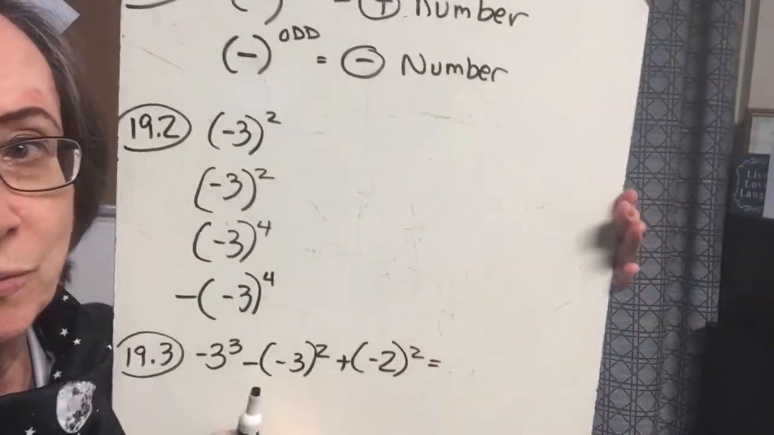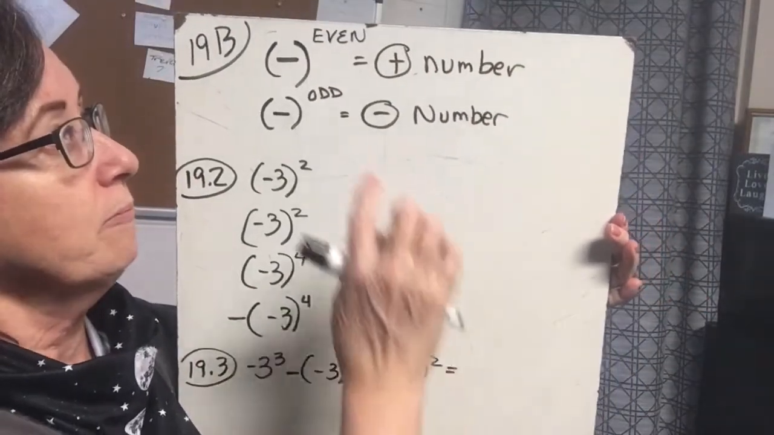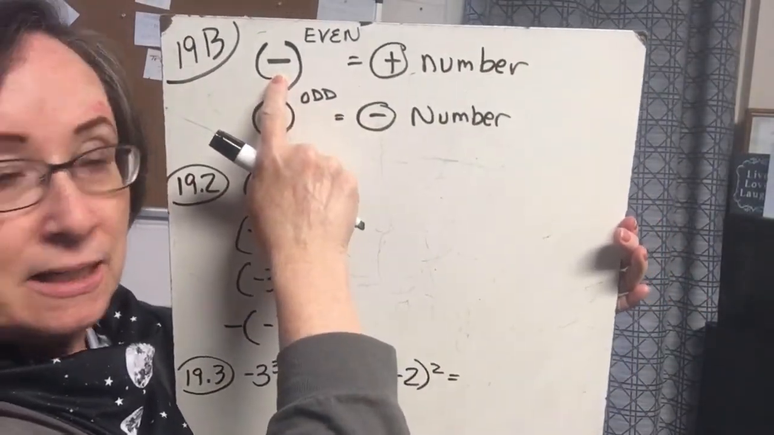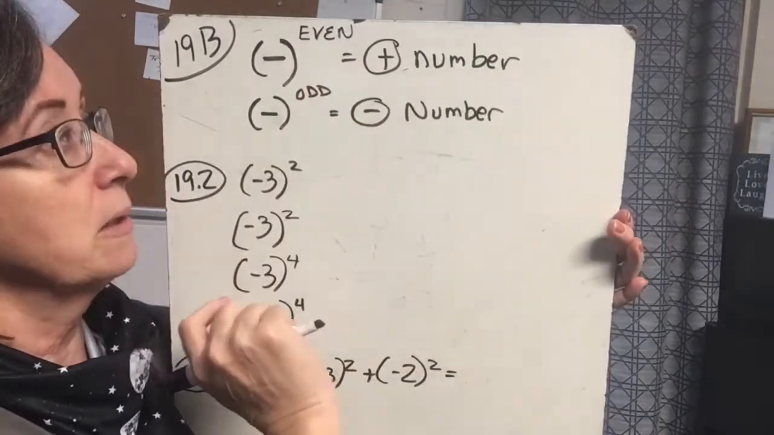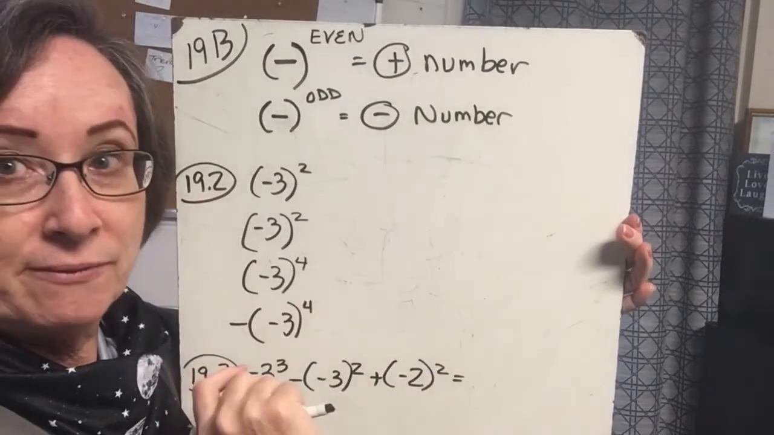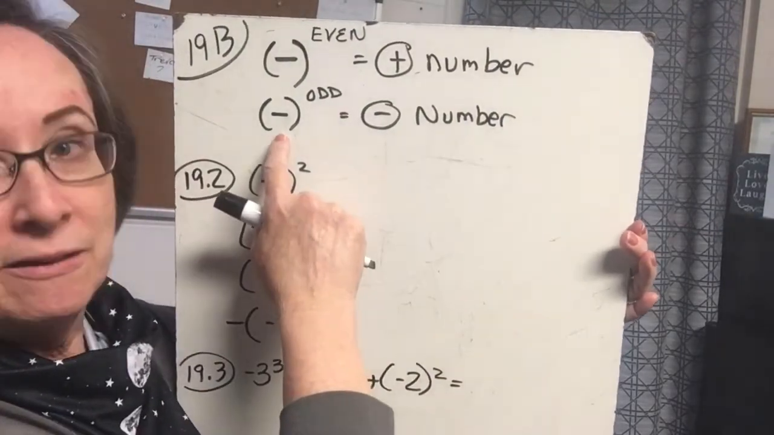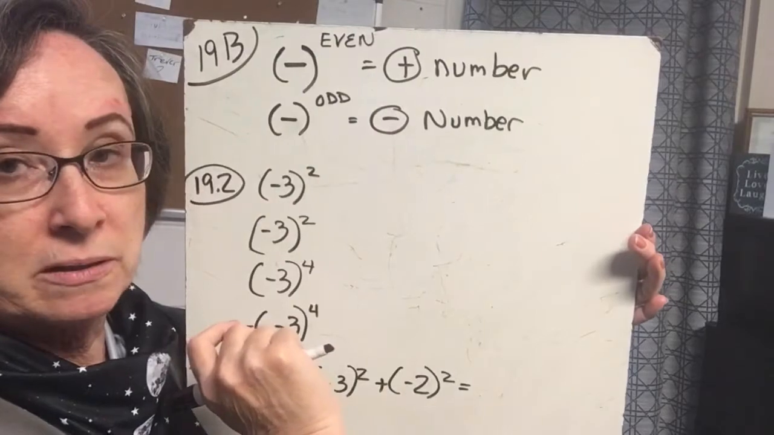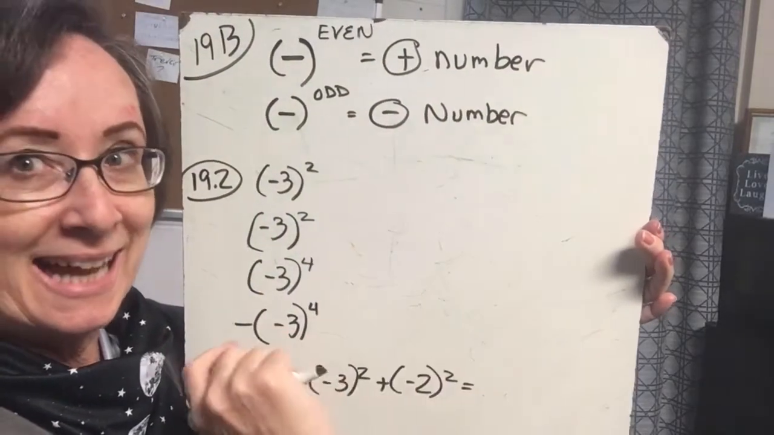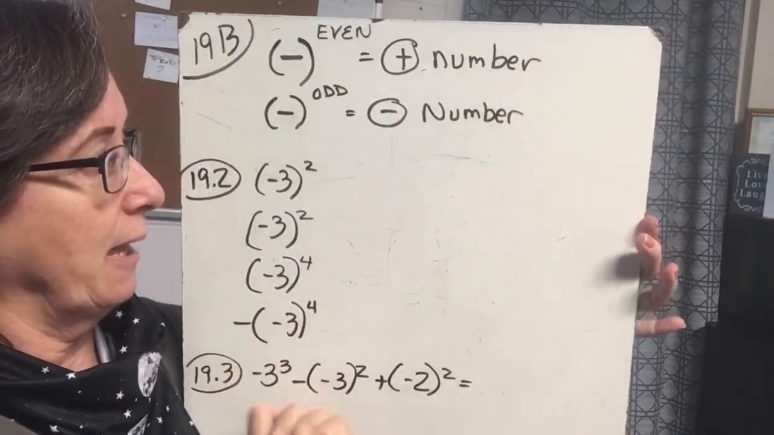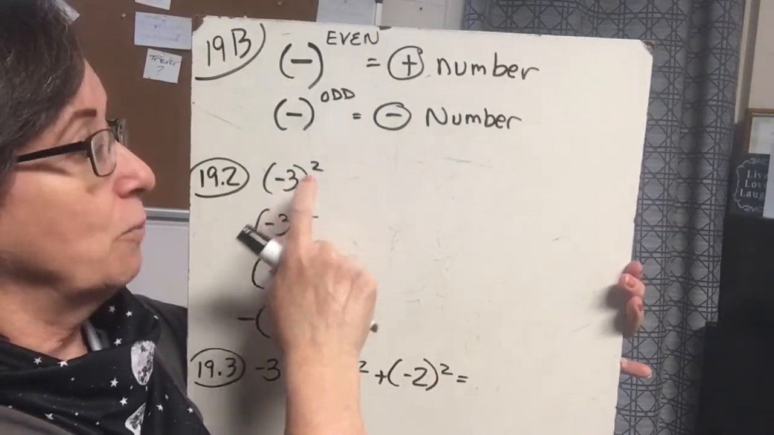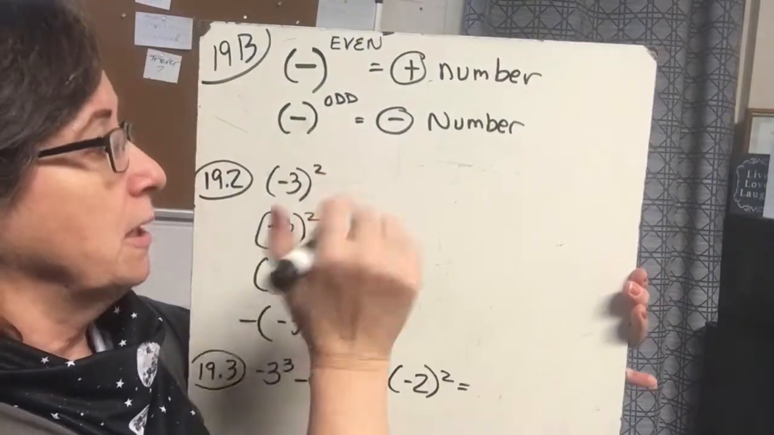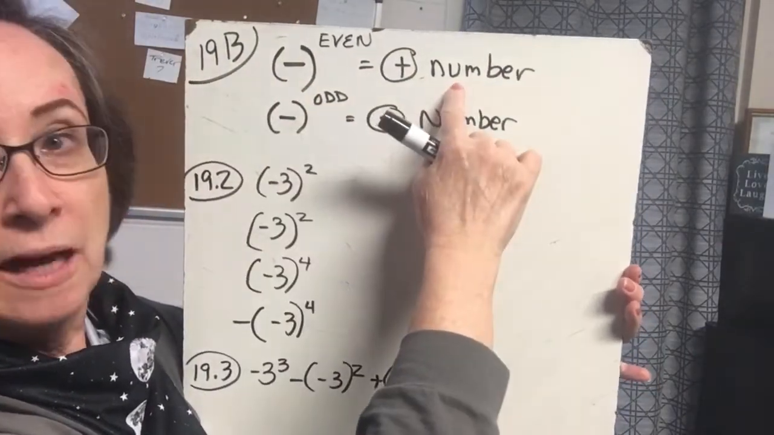So we're still in section 19b, and we have 2 rules that we're going to learn here. When I have a negative base raised to an even power, then I will always get a positive number resulting. If I have a negative base raised to an odd power, I will always get a negative number resulting. Okay, so let's look at some examples. I have a negative base raised to a 2. Well, 2 is an even number, so I should get a positive number.